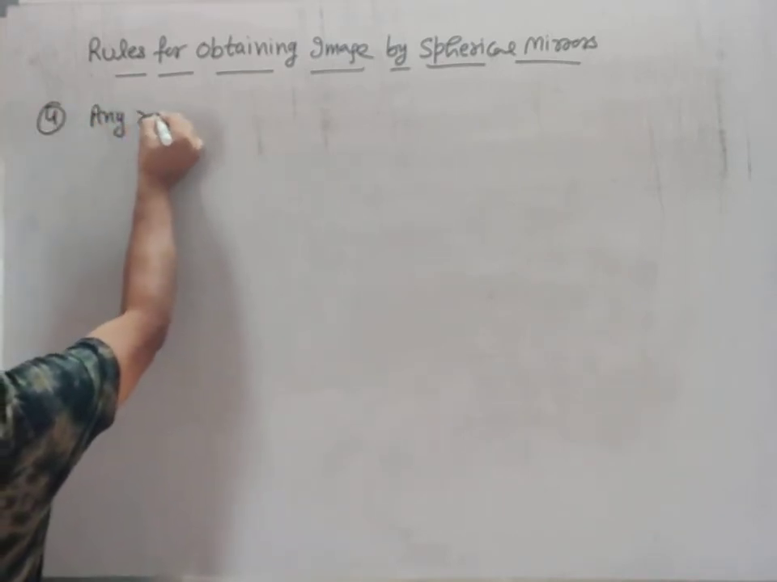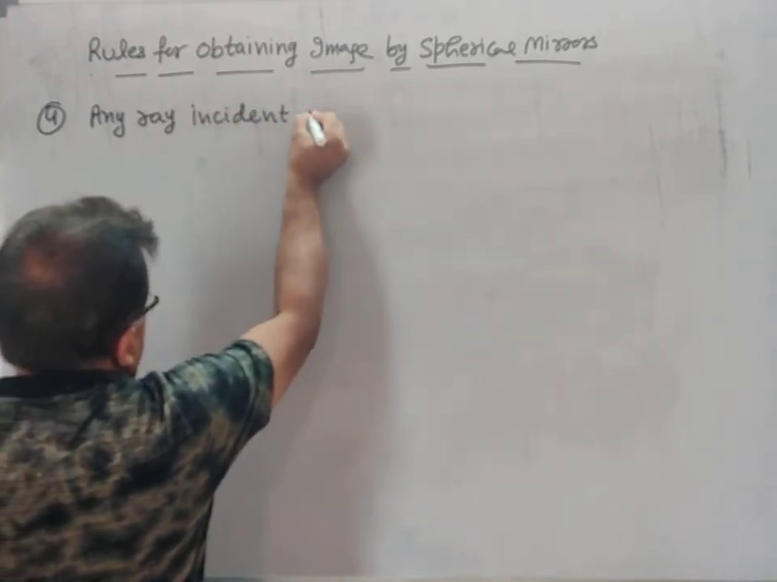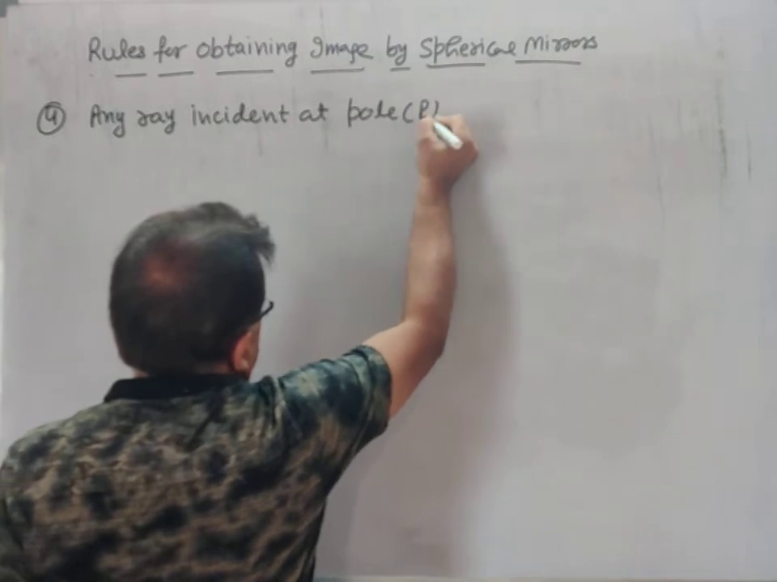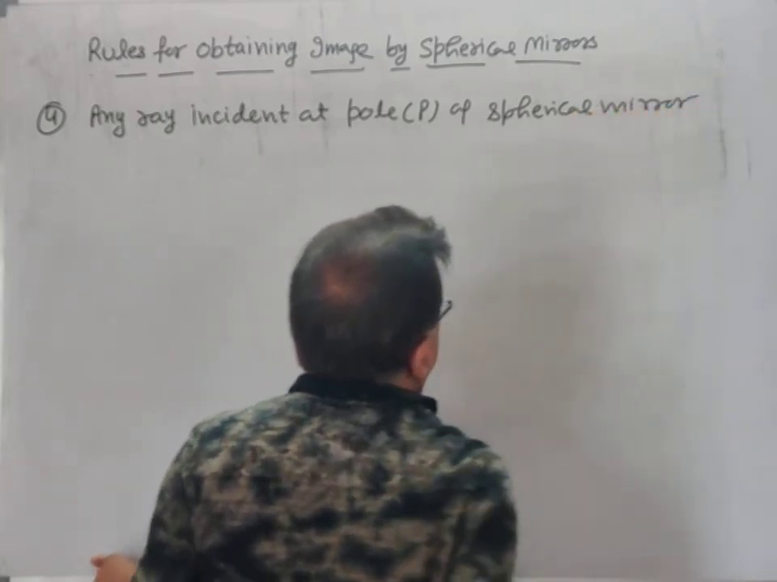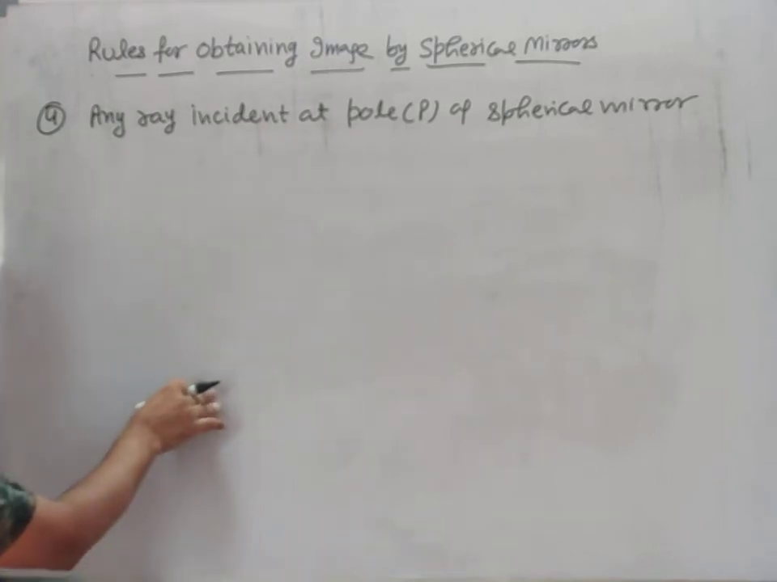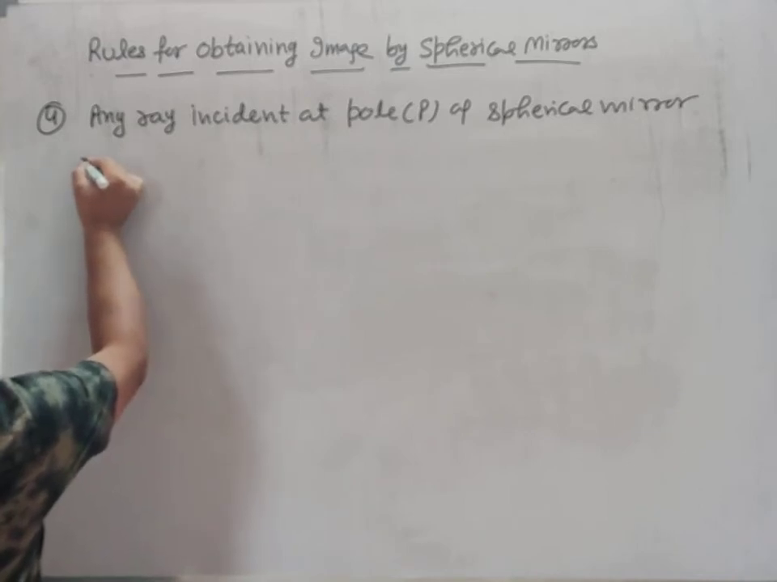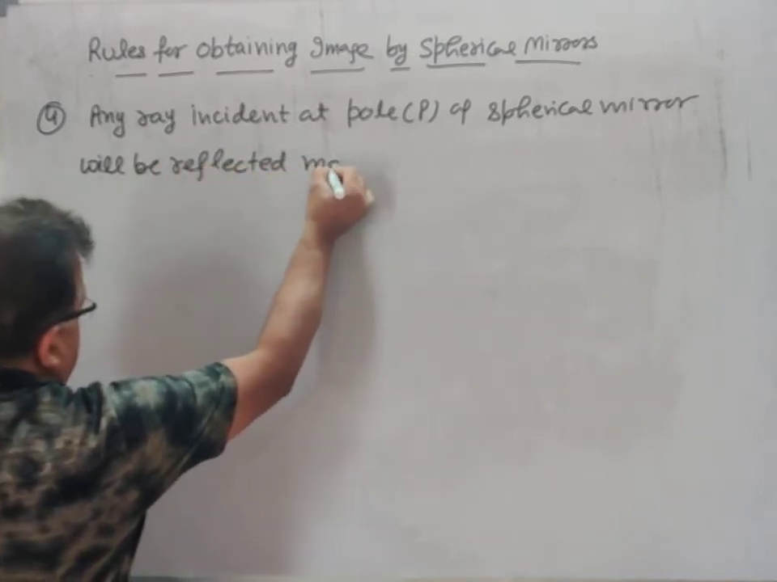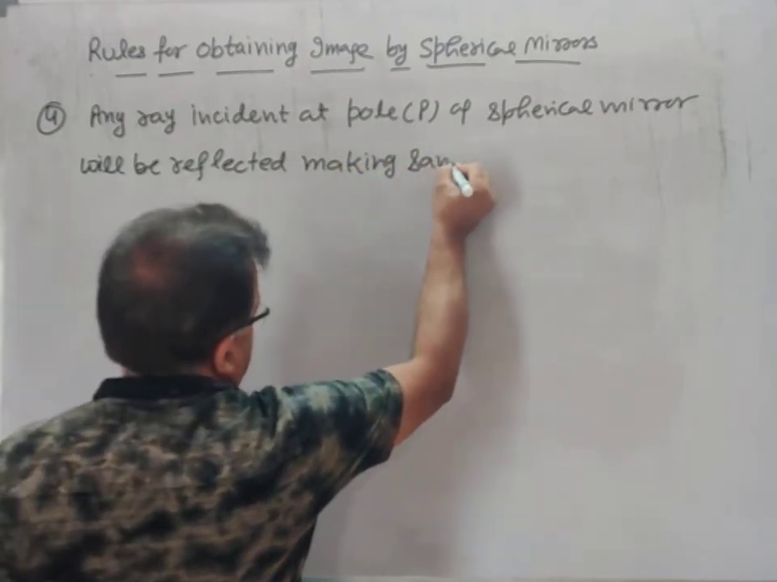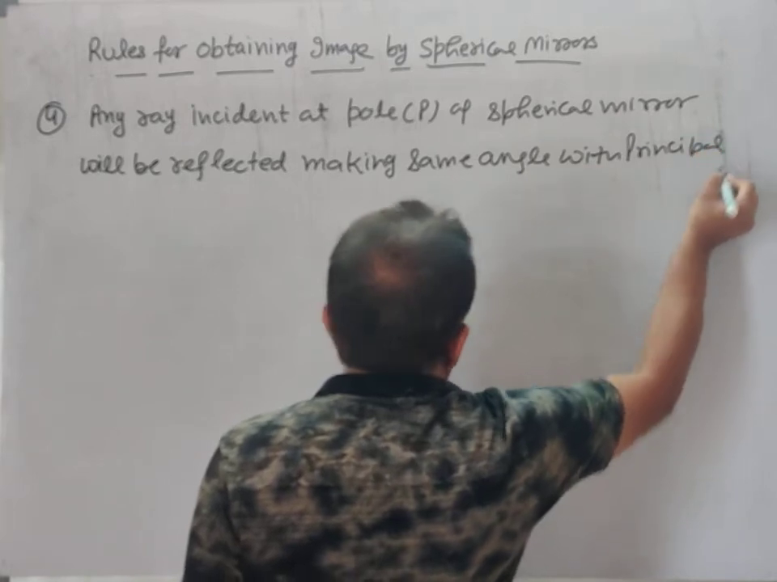Then fourth, any ray incident at pole, that is P, of spherical mirror, which may be either concave or convex, will be reflected making the same angle with the principal axis.